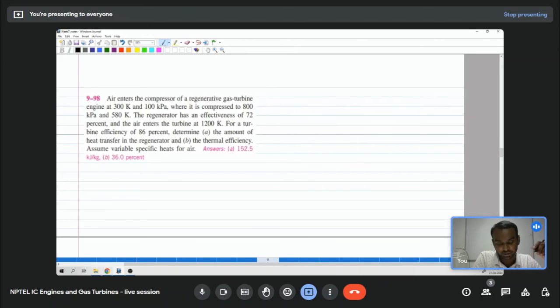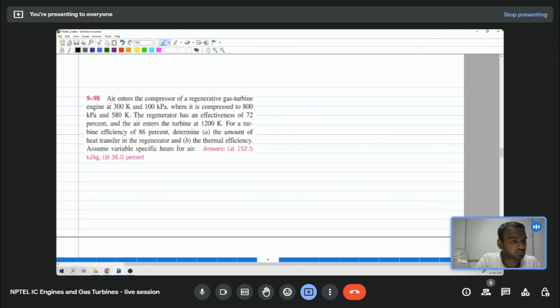Air enters a compressor of a regenerative gas turbine engine at 300 Kelvin and 100 kilopascal, where it is compressed to 800 kilopascal and 580 Kelvin. The regenerator has an effectiveness of 72%, and the air enters the turbine at 1200 Kelvin. For a turbine efficiency of 86%, determine the amount of heat transfer in the regenerator and the thermal efficiency. Assume variable specific heat for air.